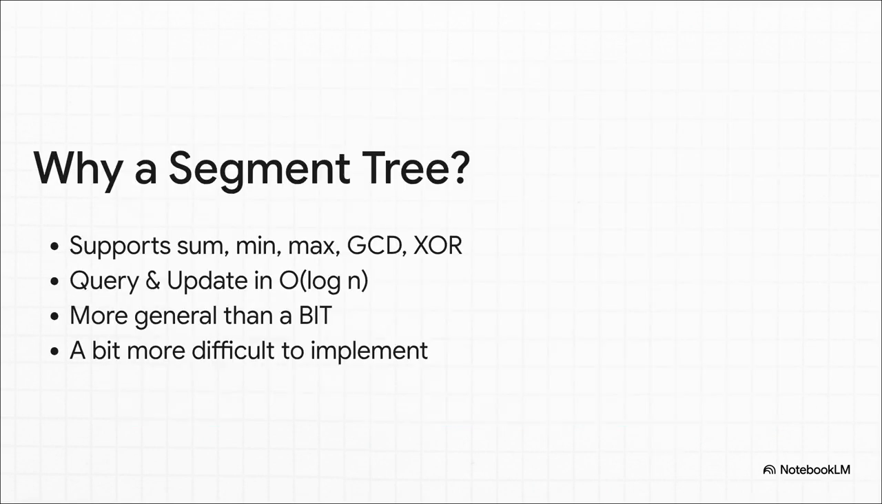So what's so great about it? In one word, versatility. A binary index tree is a specialist. It's fantastic for sums, but a segment tree is a generalist. It can handle almost any operation you can think of, as long as you can combine the results from smaller pieces, so minimum, maximum, even things like the greatest common divisor. You get that same amazing O(log n) speed for queries and updates. The only trade-off? Yeah, it's a little more complicated to code.